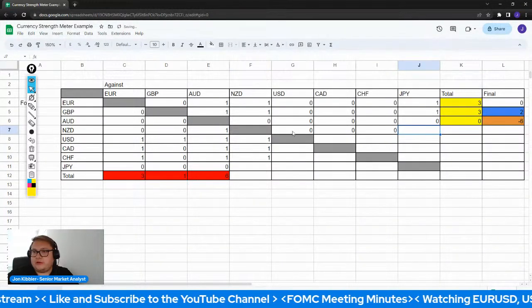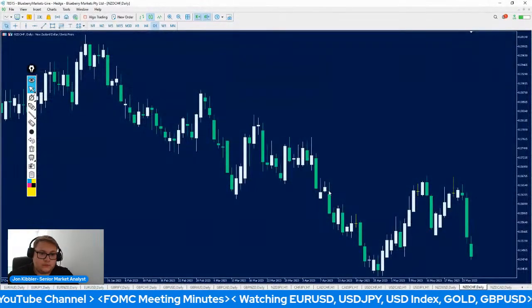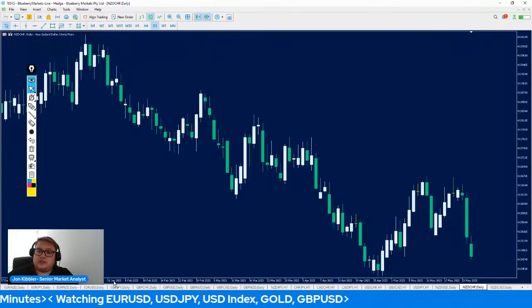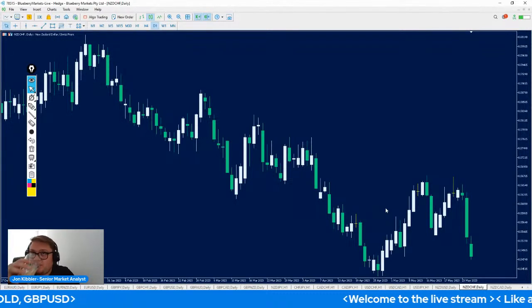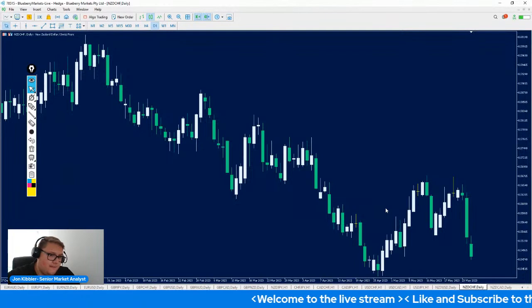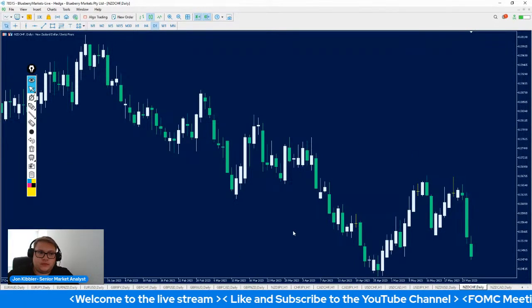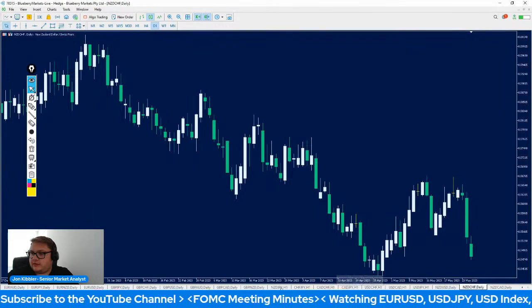Okay, and then you've got Kiwi Yen as the final one. Where did I get that table? The one that we're using, or the one that I just showed you, the currency strength meter? What was the final one? Kiwi Yen, wasn't it? Here.